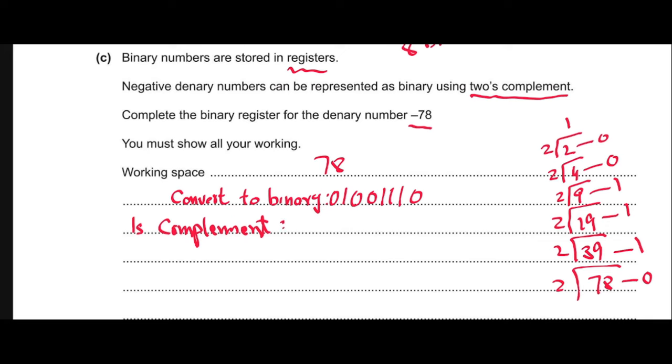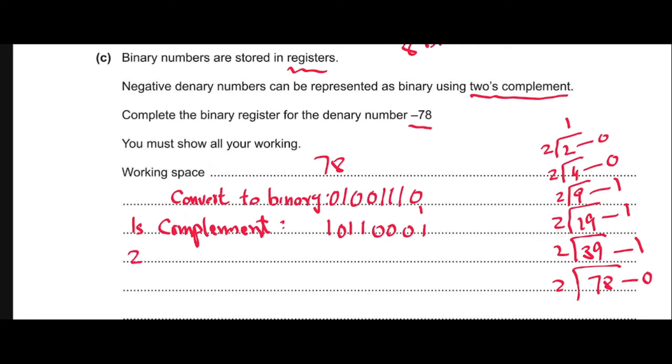In 1's complement, we just flip the bits. 0 becomes 1 and 1 becomes 0. Okay, it's very simple. So this 0 will become 1. These 3 1s become 3 0s. These 2 1s become 2 0s. Then we have 0 and then we have 1. Next step is to take the 2's complement of this number.